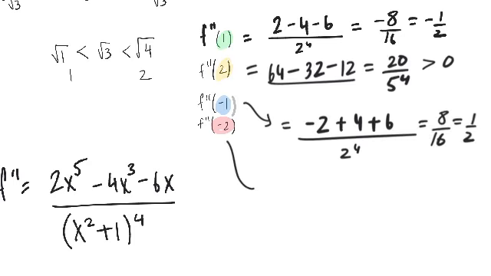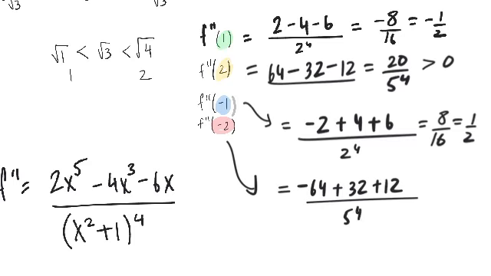And then the last one, negative 2, that one will be negative 64 plus 32, negative 6 times negative 2 plus 12. And then in the denominator, things will not change from before. It'll still be 5 to the fourth. So let me see, negative 64 plus 32, always go left to right. That's negative 32 plus 12 is negative 20. Negative 20 divided by 5 to the fourth is less than 0.